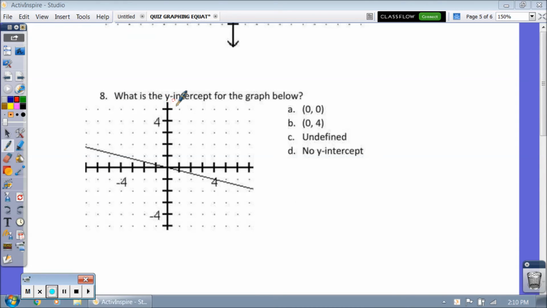8, what is the y-intercept? Here's the y-axis. So we want to know, where does the line cross the y-axis? It looks like it crosses at the origin. And so what is the coordinate for the origin? The coordinate for the origin is 0, 0, which would be A.